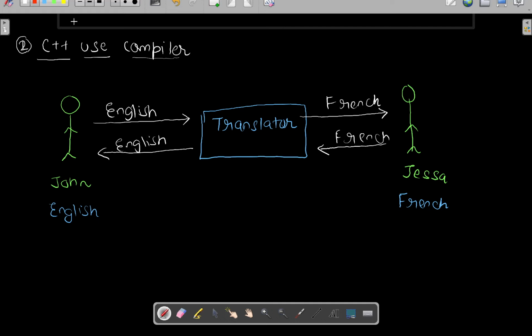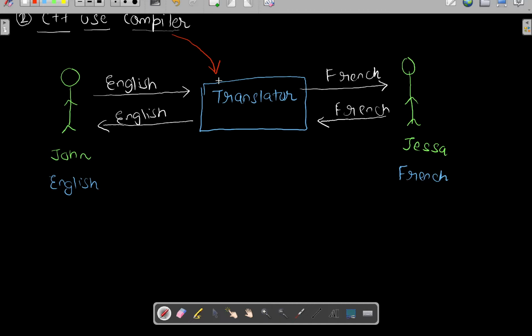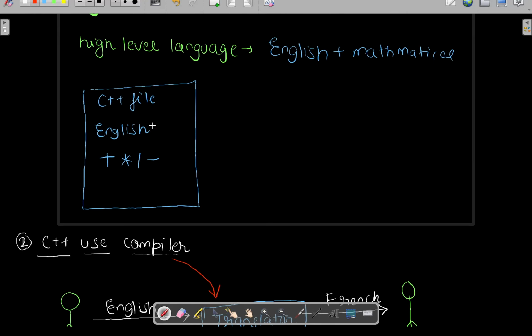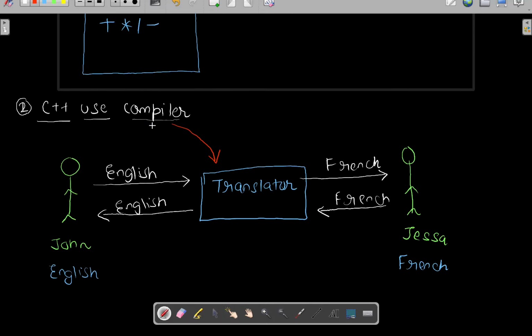In the world of programming languages, a compiler works similar to a translator. A compiler is simply working as a translator. Now let's understand this. Let's consider I told you that C++ is a high level language. Whatever we are writing is in English and mathematical form.